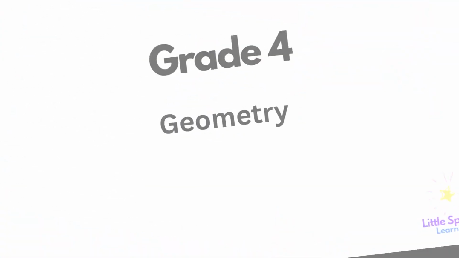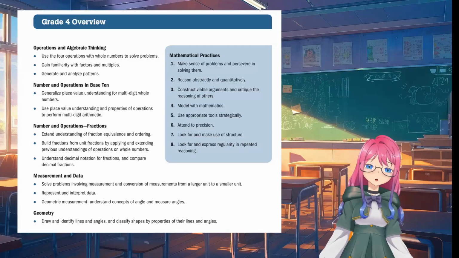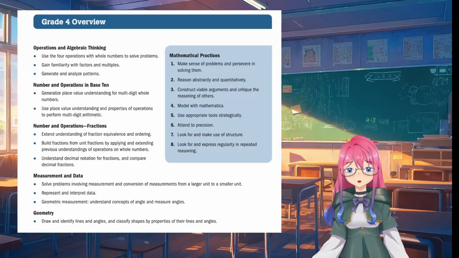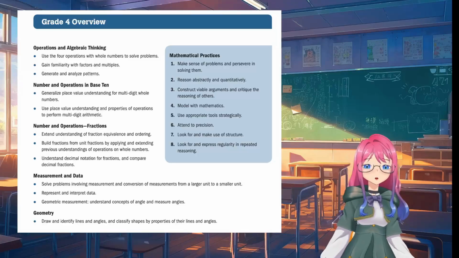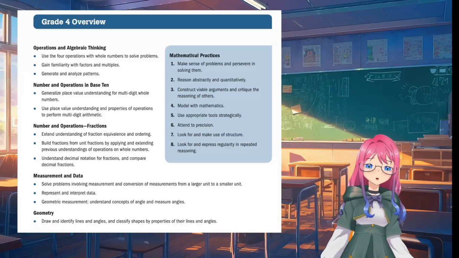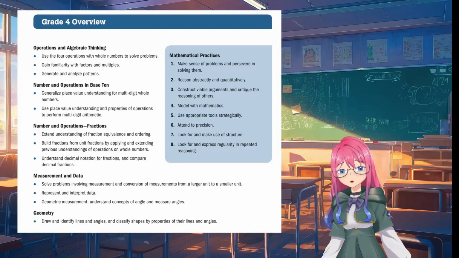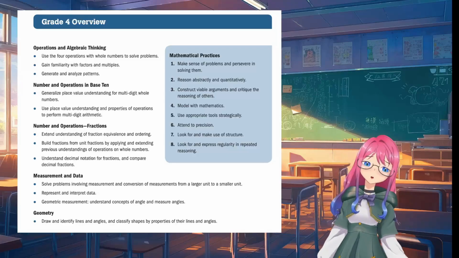And then geometry. For geometry, which has to do with shapes, we're going to learn more about shapes that we already know, like squares and triangles and circles, and we're going to learn how different kinds of lines and angles can help us to identify and define these shapes better. And we're going to learn about some new shapes too.